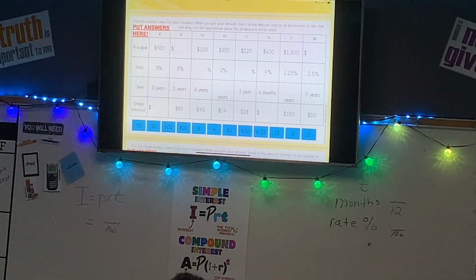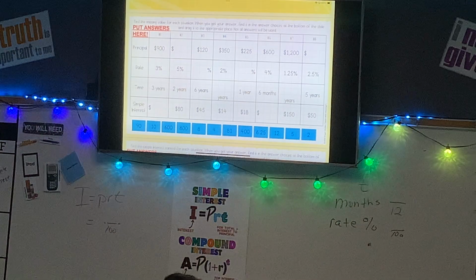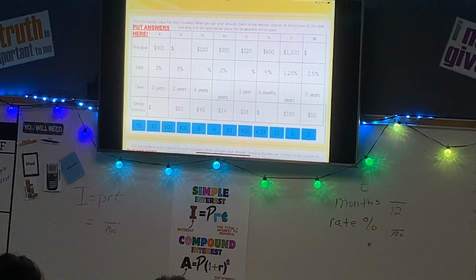Once you finish this, you can turn your paper into the basket. And then you can work on any missing work. To see your missing work, you're going to have to hit classes. If you just click on the little math thing, it's not working.